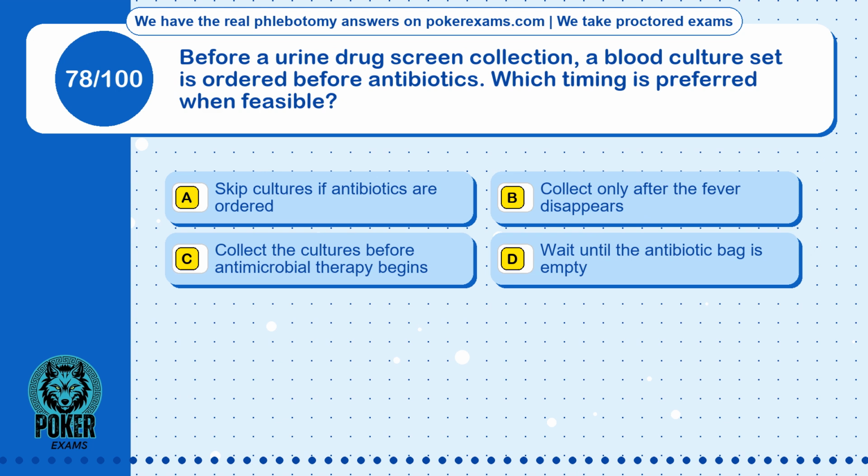Question 78. Before a urine drug screen collection, a blood culture set is ordered before antibiotics. Which timing is preferred when feasible? Option A. Skip cultures if antibiotics are ordered. Option B. Collect only after the fever disappears. Option C. Collect the cultures before antimicrobial therapy begins. Option D. Wait until the antibiotic bag is empty.